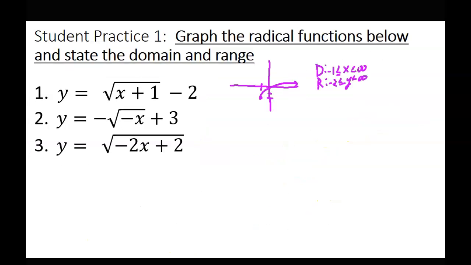All right, guys. So for number 1, check your answer. We should have our starting point at -1, -2, so left 1, down 2. Notice that your A and B are both positive, so it should be going in that direction.